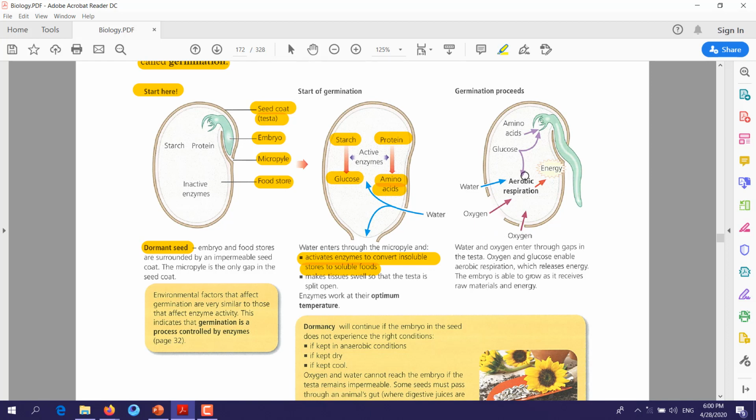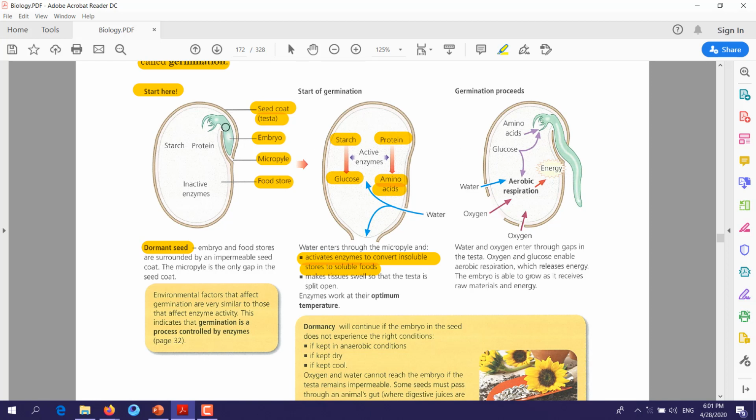Now, after that, water, oxygen. When the water splits the testa or the seed coat, the oxygen will now be able to enter the seed. When oxygen enters the seed, what will happen? The aerobic respiration process will happen. When aerobic respiration happens, the embryo will get food, will get energy, and will start to germinate.